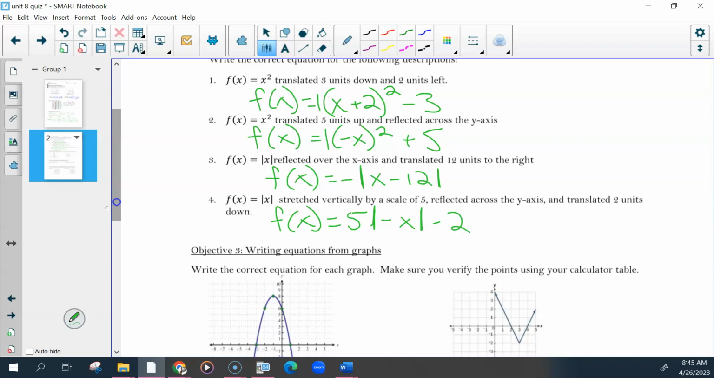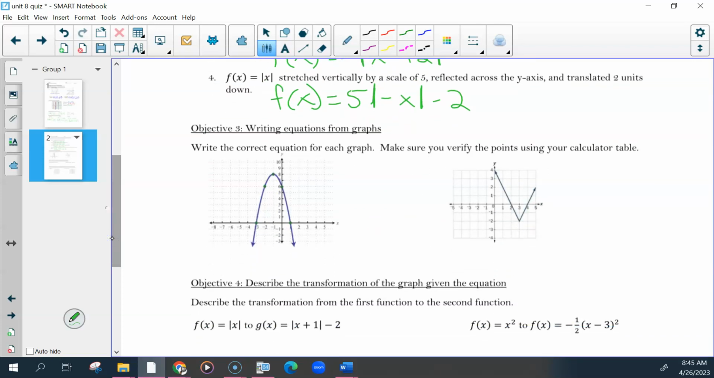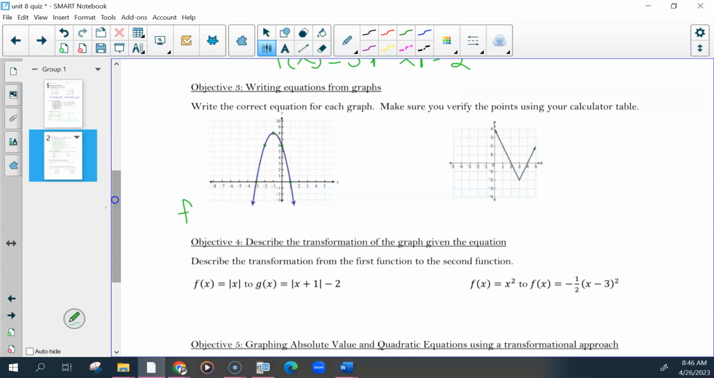Even if you did well on these, you should still be paying attention so you don't make mistakes on the test. The 2 equations for objective 3, I'm going to tell you them and then show how you can find those.